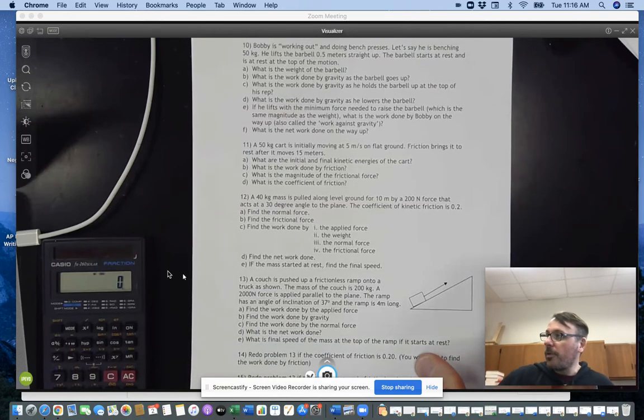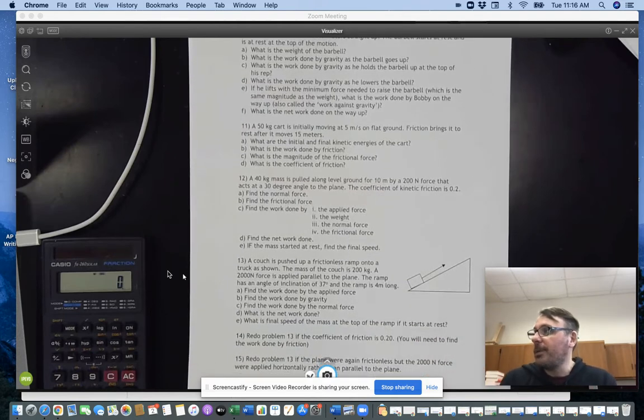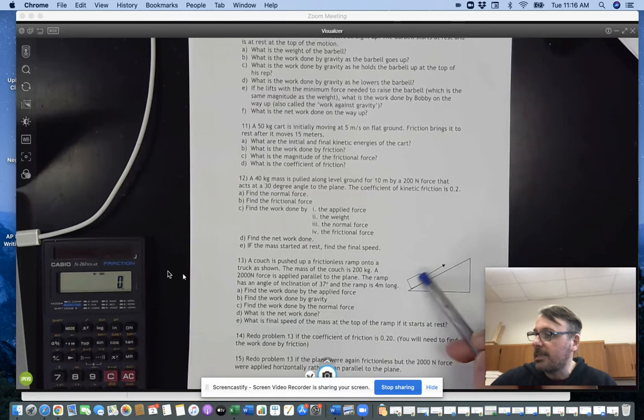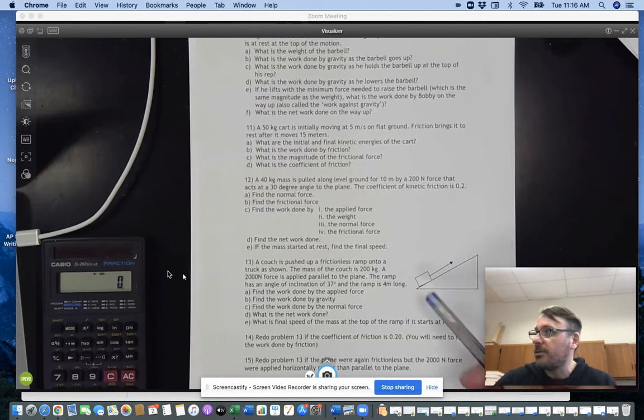Okay. So a couch is pushed up a frictionless ramp onto a truck as shown. The mass of the couch is 20 kilograms. A 2,000 Newton force is applied parallel to the plane. That's the one shown. The ramp has an angle of inclination of 37 degrees, and the ramp is 4 meters long, meaning the length of the hypotenuse here is 4 meters.